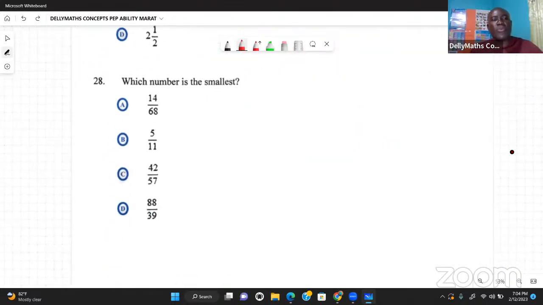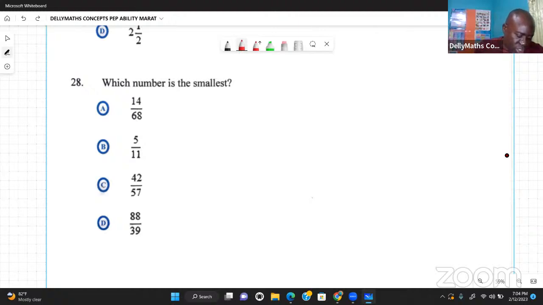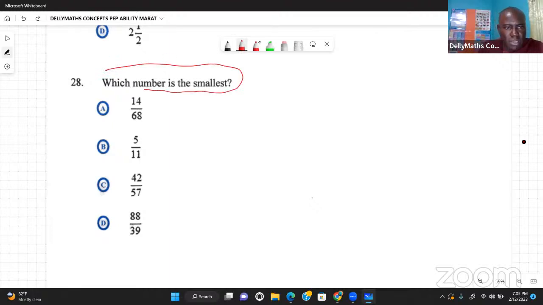All right. Which number is the smallest? Now, when you look at this, you might try to do a lot of canceling, but I believe that they'll set it up so that you will struggle to cancel. So you don't want to waste time canceling. What you can do now is to make a good estimation. They want to know the smallest, so we're going to start picking things off.